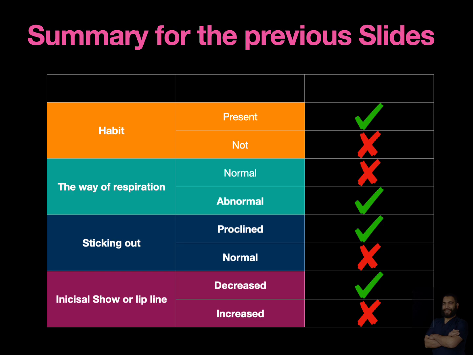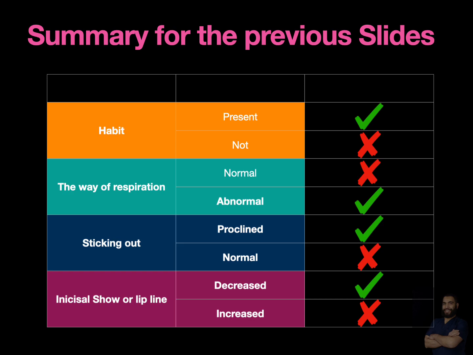So, a summary for the previous slides: you should assess whether a habit is present or not. The way of respiration, you should consider normal or abnormal. Sticking out, whether the teeth are proclined or normal. Incisal show or lip line, whether it is decreased or increased. And you make marks like this. If the patient has a habit, you should refer the patient to a specialist or consider using some removable appliance that is used to control the habit.